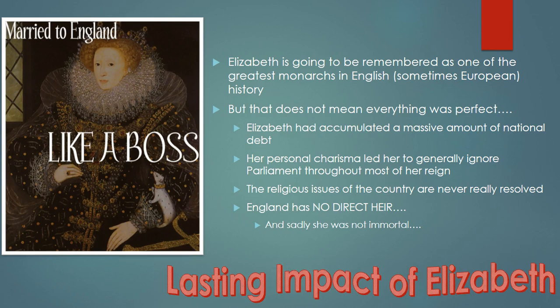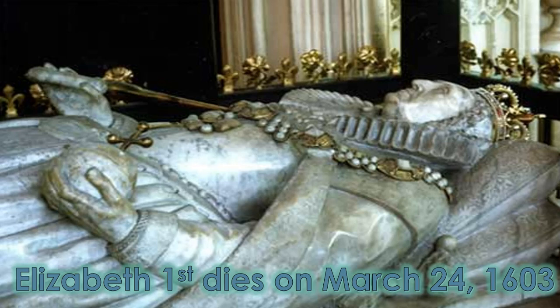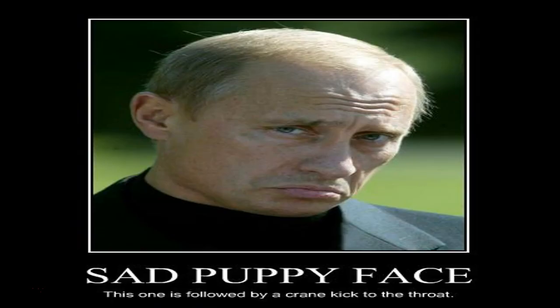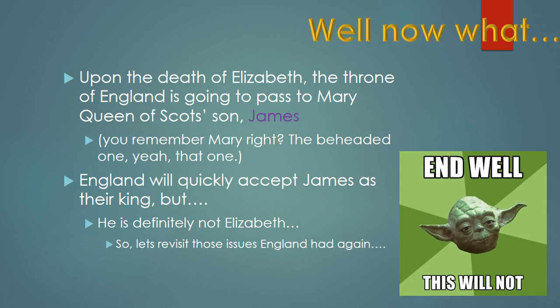And reality is, we all die. And on March 24, 1603, Elizabeth will die. She will be interred in the standard practices of an English monarch, and England will have to turn the corner and look for a new king. And they will find that king after a little bit of mourning, in a guy named James.